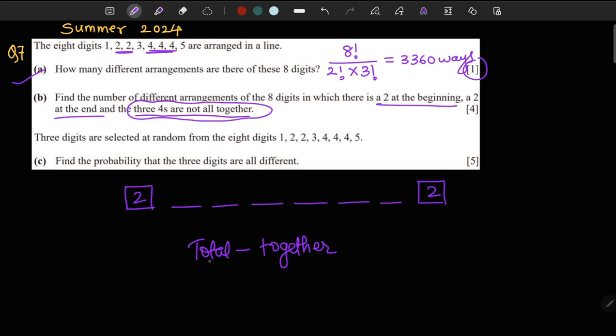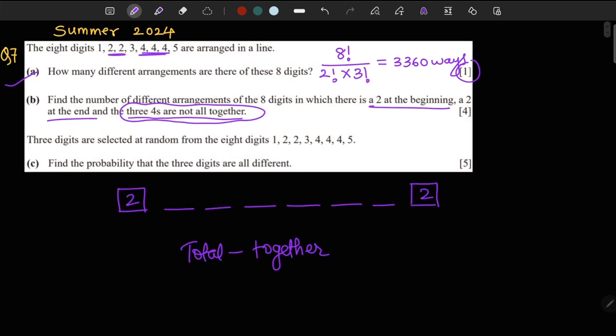Now, how many total ways are there? Do not make the mistake of using the answer from the first part, because there we had the 2s in consideration. Now we don't have these 2s in consideration, as they are fixed at the beginning and the end. So we only have the 6 remaining digits to be considered, and we divide by 3 factorial for the repeated 4s. Next, we have to see in how many ways they can be together.